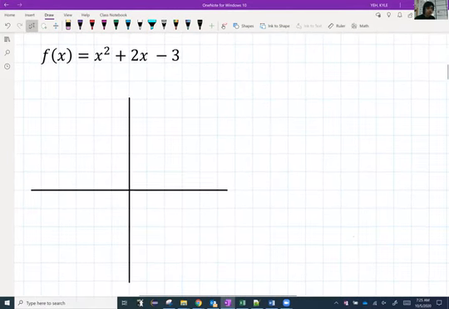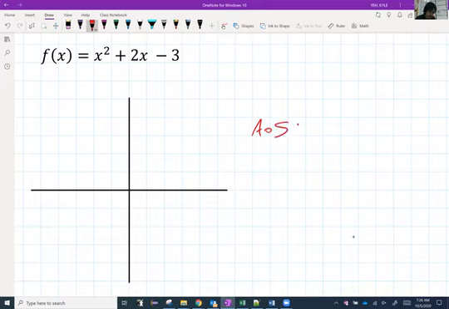So how am I going to graph this quadratic function? f of x equals x squared plus 2x minus 3. Well, there are a few standard steps that we're going to take. The first one is find the axis of symmetry. So I'm going to come down here and say I need to know the axis of symmetry. I like to abbreviate that just AOS.